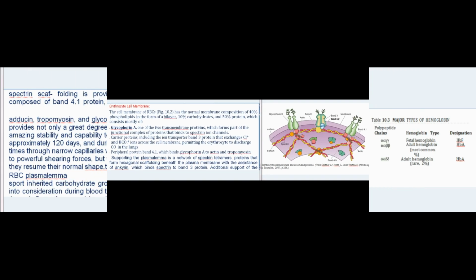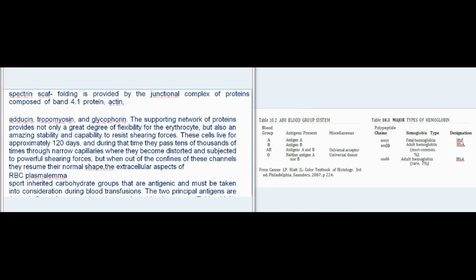Additional support of the spectrin scaffolding is provided by the junctional complex of proteins composed of band 4.1 protein, actin, adducin, tropomyosin, and glycophorin. The supporting network of proteins provides not only a great degree of flexibility for the erythrocyte, but also an amazing stability and capability to resist shearing forces.